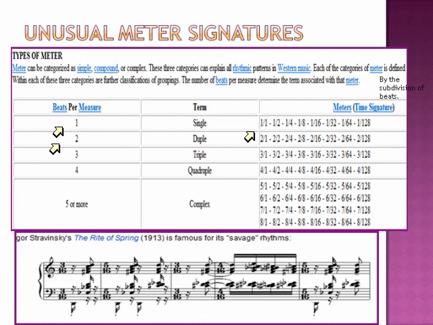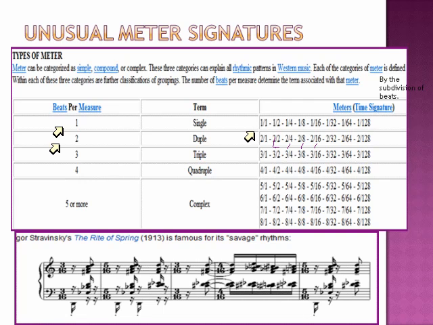2 beats per measure is very common. You could have, for example, 2 2 time, where 2 beats in a measure, a half note gets a beat. 2 beats in a measure, a quarter note gets a beat. 2 beats in a measure, an eighth note gets a beat. 2 beats in a measure, a 16th note gets a beat. On and on, on and on.